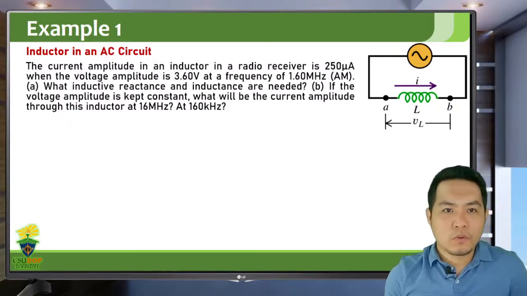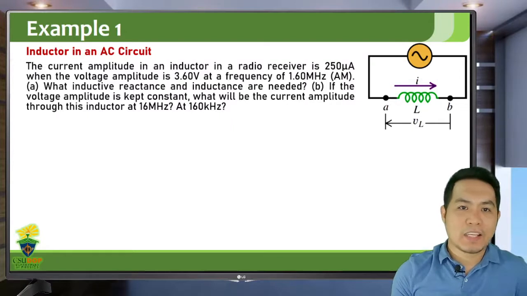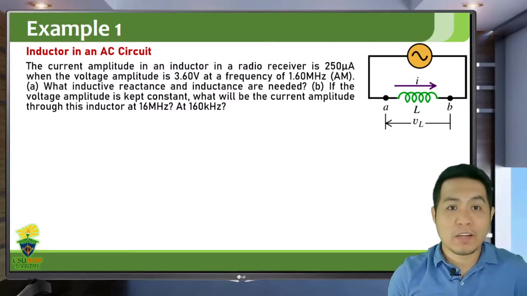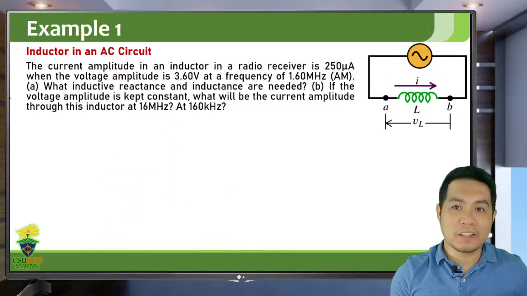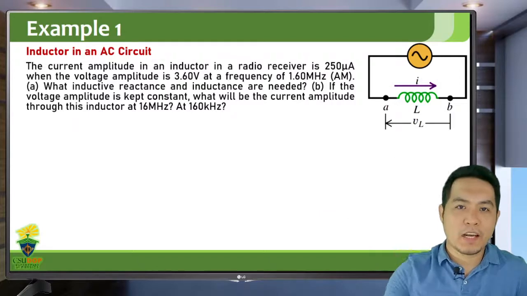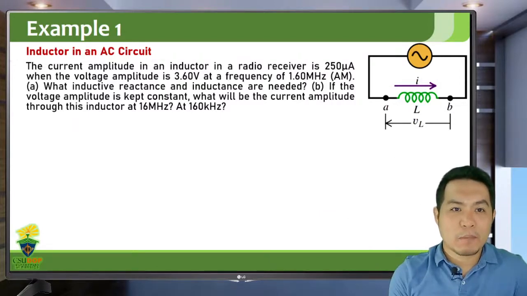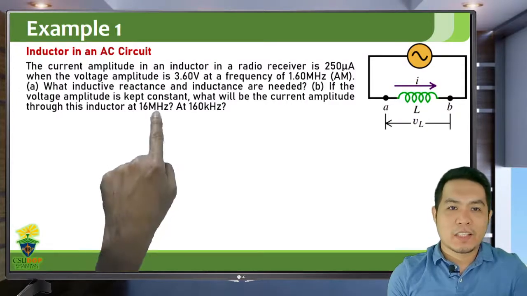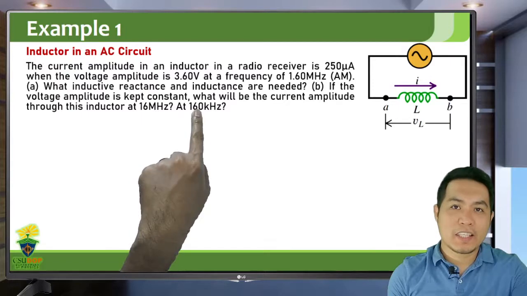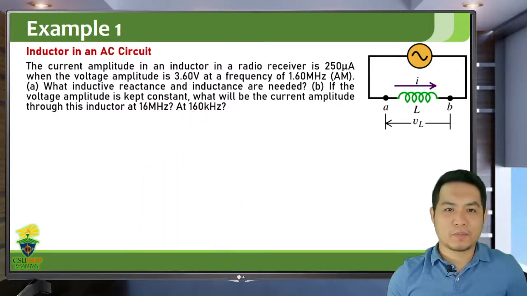So we have two questions. What inductive reactance, XL, and inductance, L, are needed to achieve these values? And if the voltage amplitude is kept constant, what will be the current amplitude through this inductor at 16 megahertz and at 160 kilohertz?